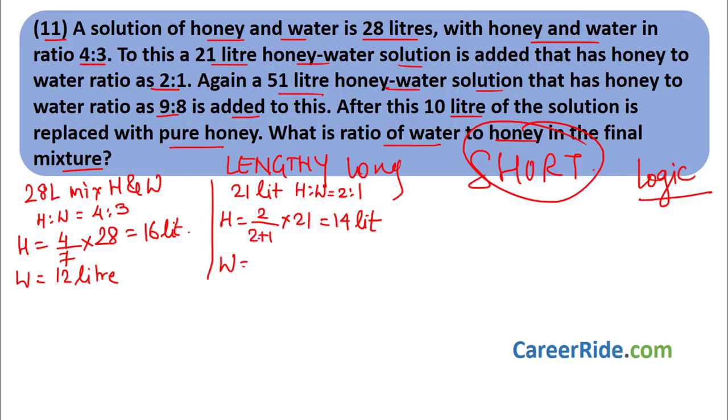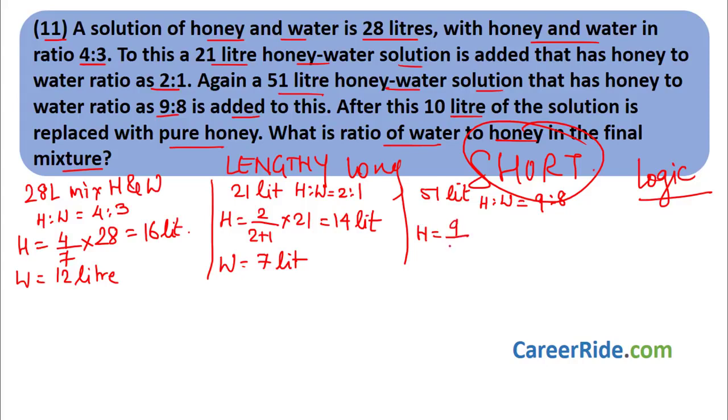How much is the water? 21 minus 14, 7 liters, right? Now again 51 liters of the mixture is added to it, having honey to water ratio of 9:8. Okay, how much is the honey in this mixture?